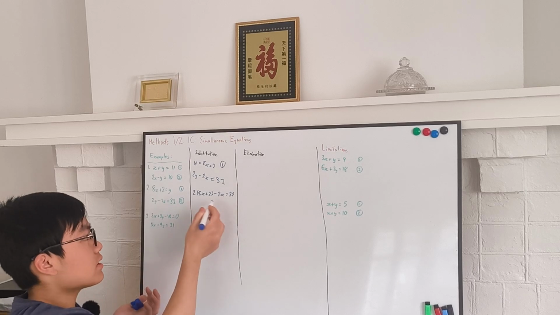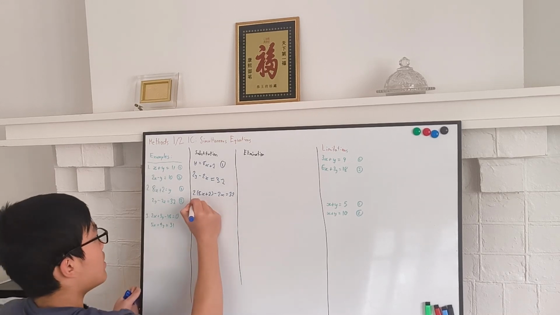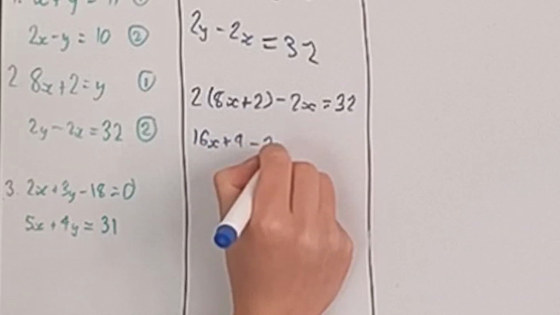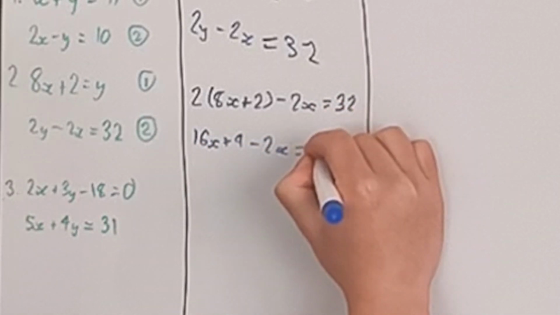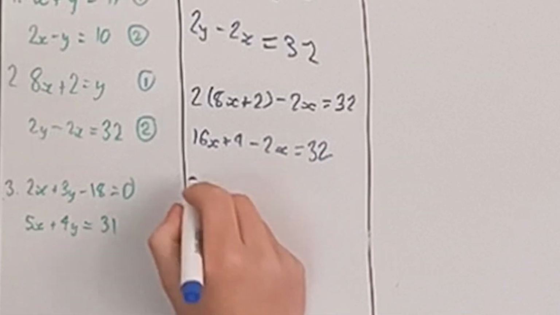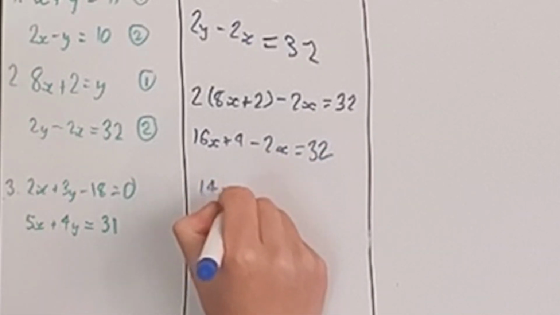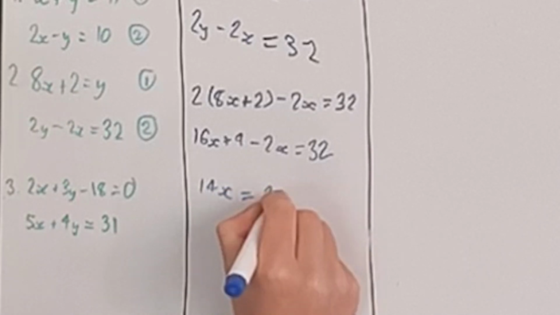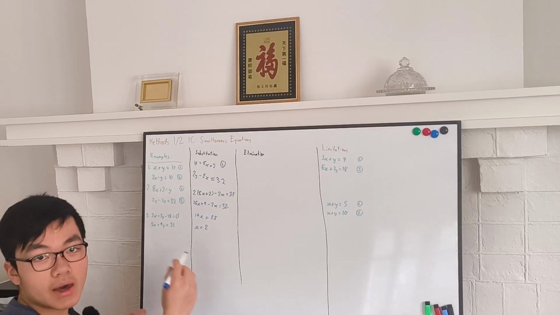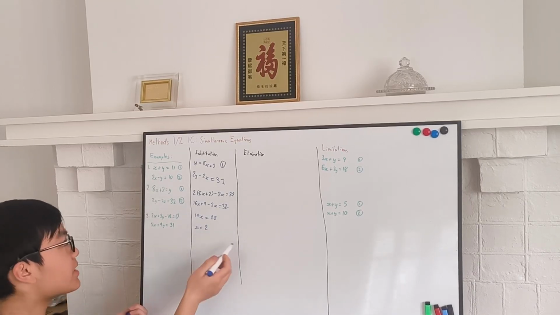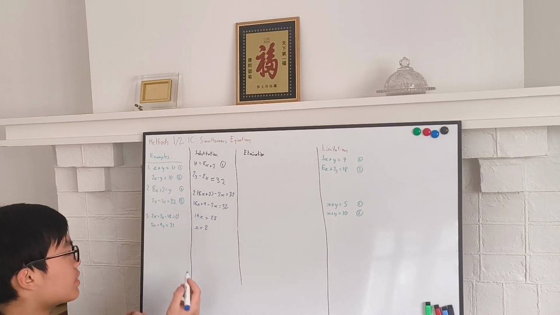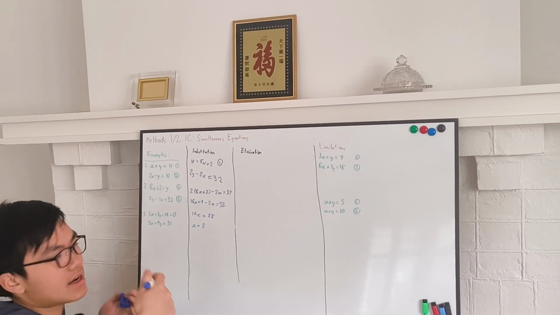It's pretty simple. Now it's just like a regular linear equation. So 16x plus 4 minus 2x equals 32. And then we just solve from here. So 14x equals 28 and x equals 2. Now that we've found x, we need to sub it into one of the original equations. We're just going to take the first linear equation again because it's going to be the same thing as the second one anyway.